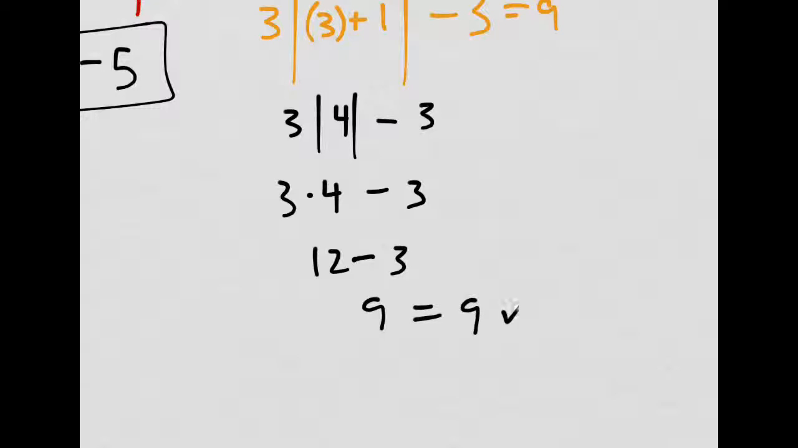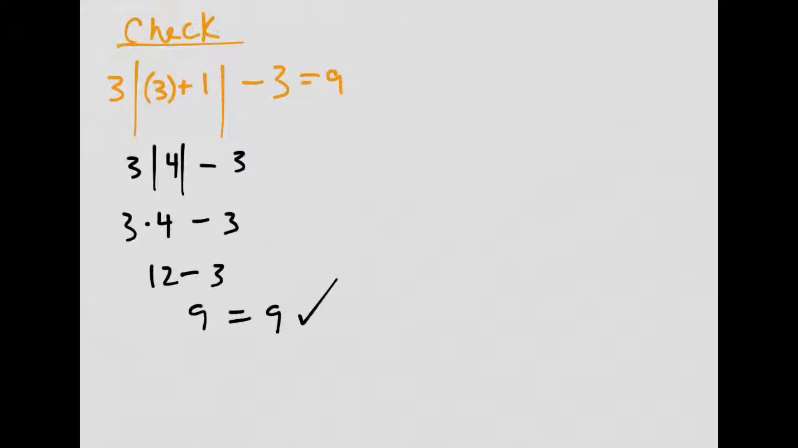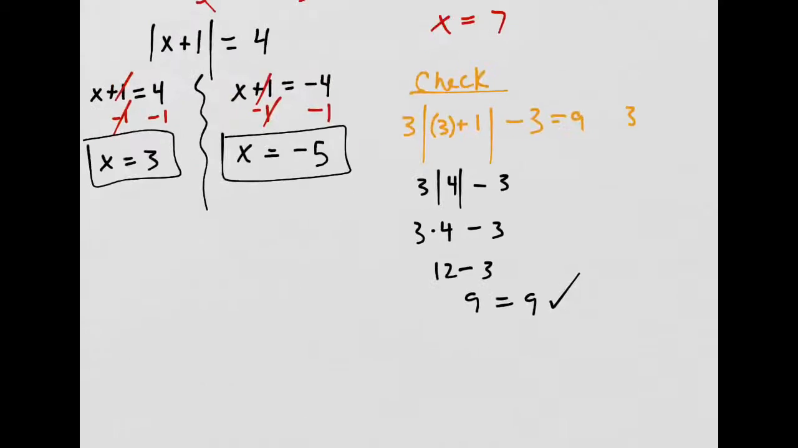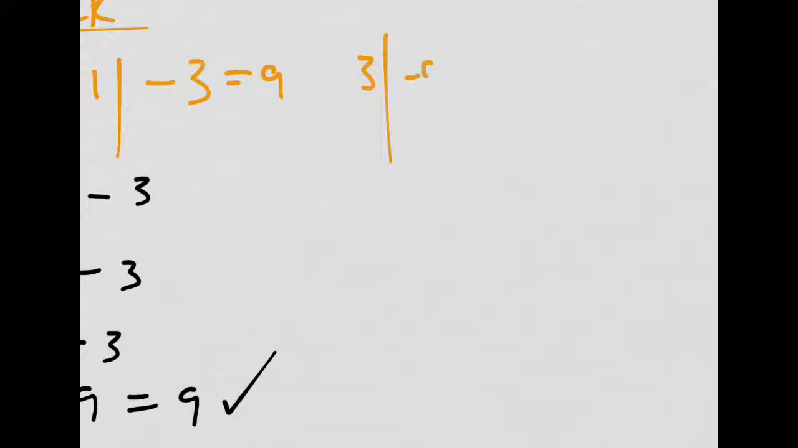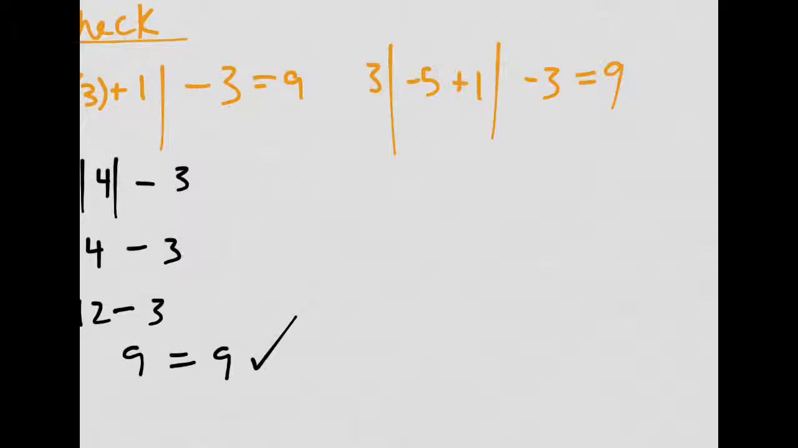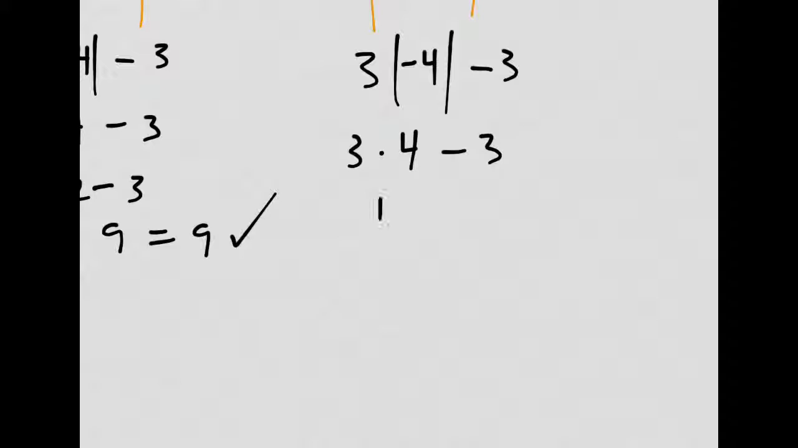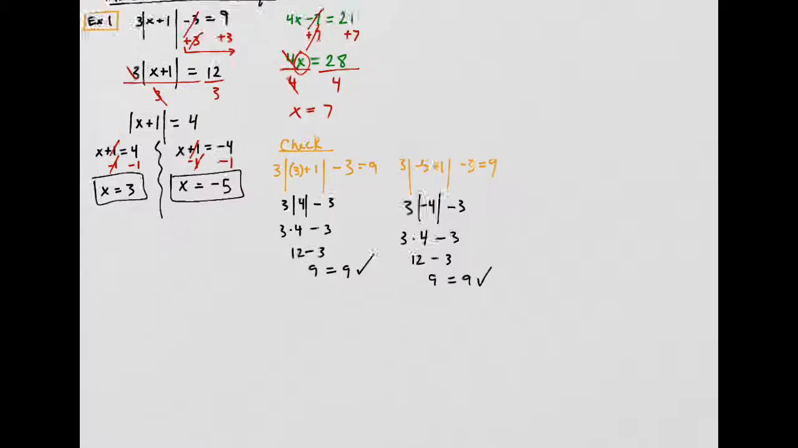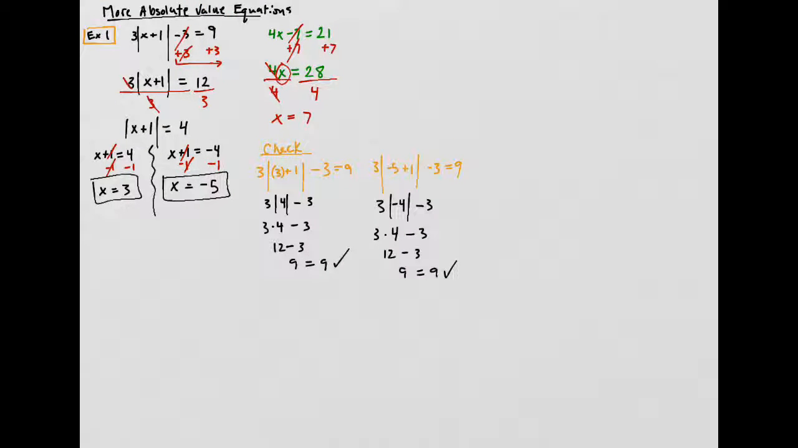That works. What about if I plug in negative 5? Negative 5 plus 1 minus 3. That should be 9. Negative 5 plus 1 is negative 4. And then the absolute value of negative 4 is positive 4. And it's times the 3. So we get 3 times 4 is 12, minus 3 is 9. 9 equals 9 still. So it works. That's our answer.